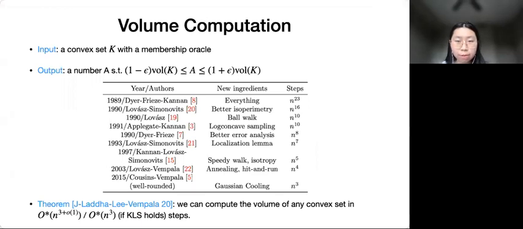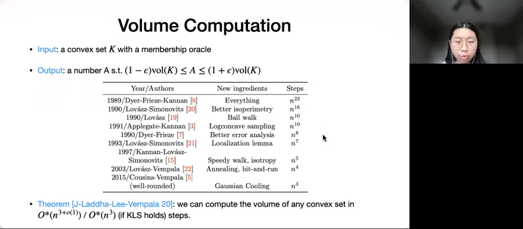Suppose we have a convex set K with a membership oracle. That is, if you ask whether a point X is in K, the oracle answers yes or no. Then the problem is we want to estimate the volume of K within a small multiplicative error.